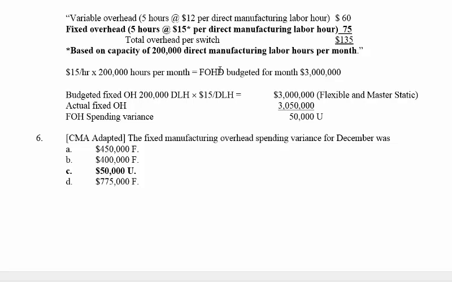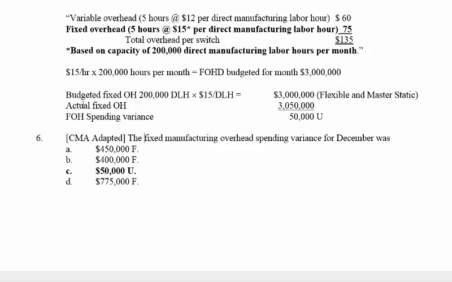And then recall that I said that when we put that flexible budget together, that fixed overhead number should not change. It should remain the same in total. So the flexible budget column should show the same exact number, $3 million for fixed overhead.